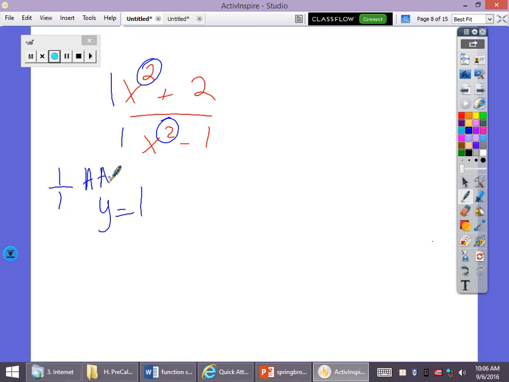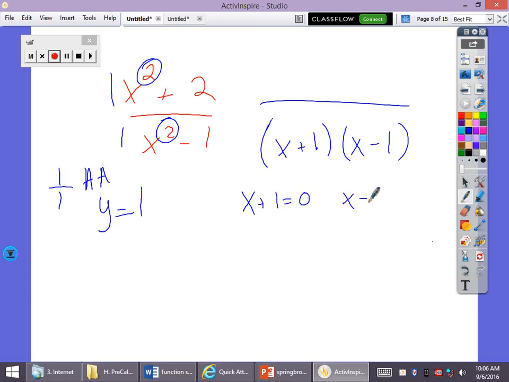All right, to find the vertical asymptote, I need to factor the bottom. So that's going to be x plus 1 and x minus 1. Is there any chance when I factor the top that I'll get one of these factors up top? No, so I'm not going to spend my time doing it. So x plus 1 equals 0, x minus 1 equals 0. My vertical asymptotes are x equals -1 and 1. Cool?